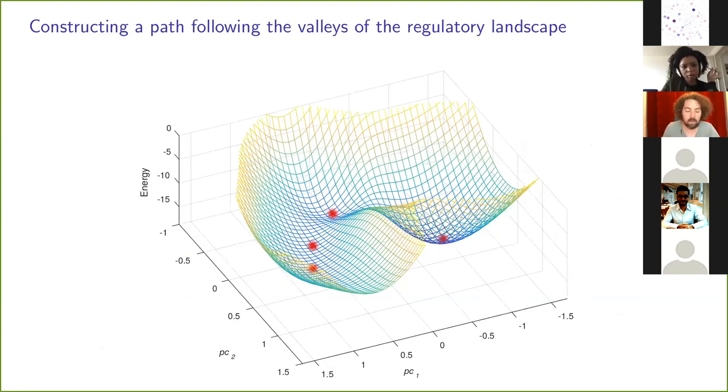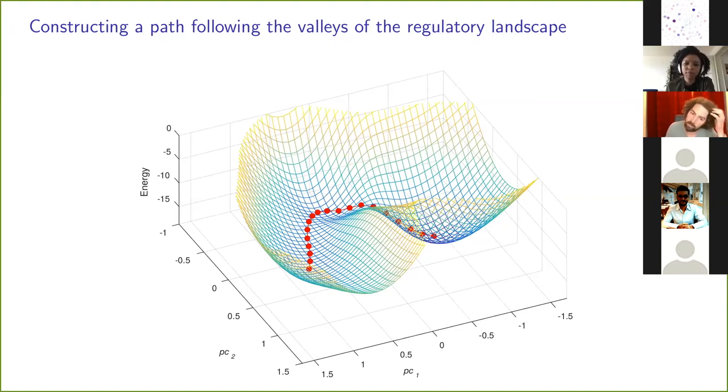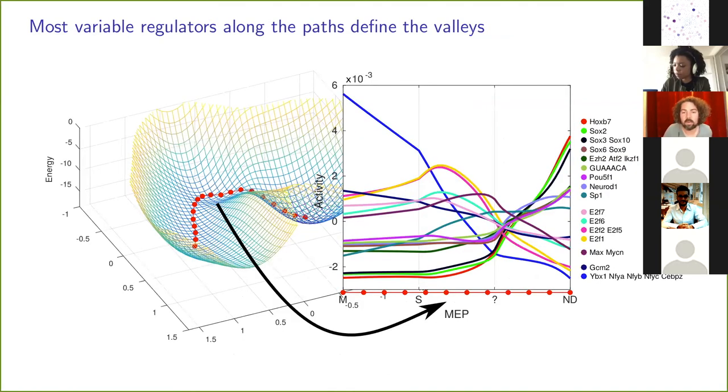So again, we applied this framework, inferred that landscape, and I show you here this landscape projected on the first two principal components. And you can see a sort of main valley connecting different minima shown in red. So I constructed the minimal energy path connecting those different minima, where a minimal energy path is defined as a path connecting any two points of the landscape along which the energy is minimized. So we have a path that is defined in the whole space of gene regulators. Again, we can ask which genes are most variable along that path. I show you here the top 16 most variable motifs, and you can see sort of three groups of genes having similar behavior.